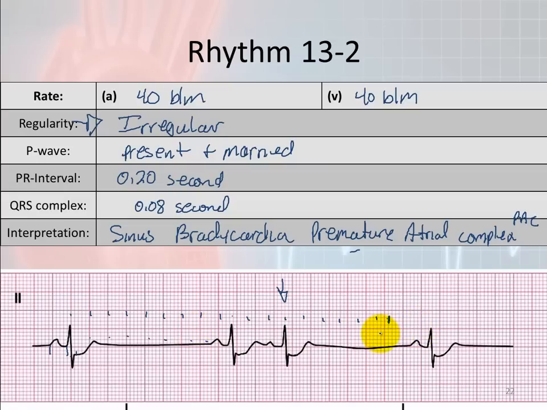So all the way through, since the P waves do not march out from front to back, this is a non-compensatory pause. And remember, a non-compensatory pause, when it does not march out from front to back, means that the SA node was reset.